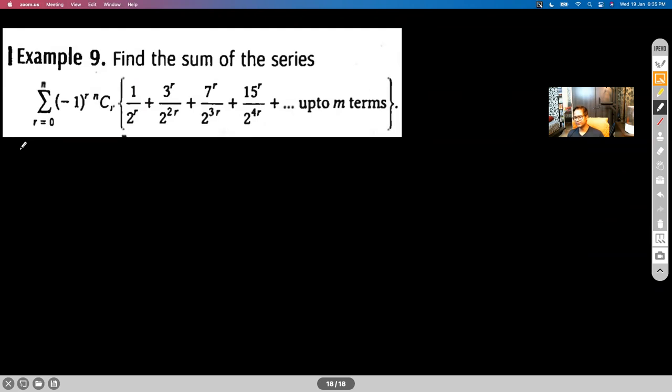Okay, let's take this question. Find the sum of the series: summation from 0 to n, minus 1 to the power r, nCr, half to the power r, plus 3 to the power r, 2 to the power 2r, plus 7 to the power r, 2 to the power 3r, plus 15 to the power r, 2 to the power 4r, up to m terms. It is just based on your understanding of the binomial theorem, nothing else. It is one of the basic concepts it is based on.